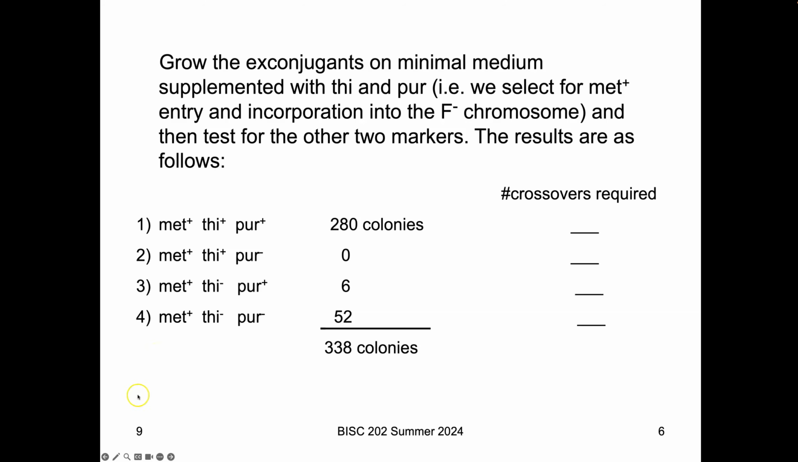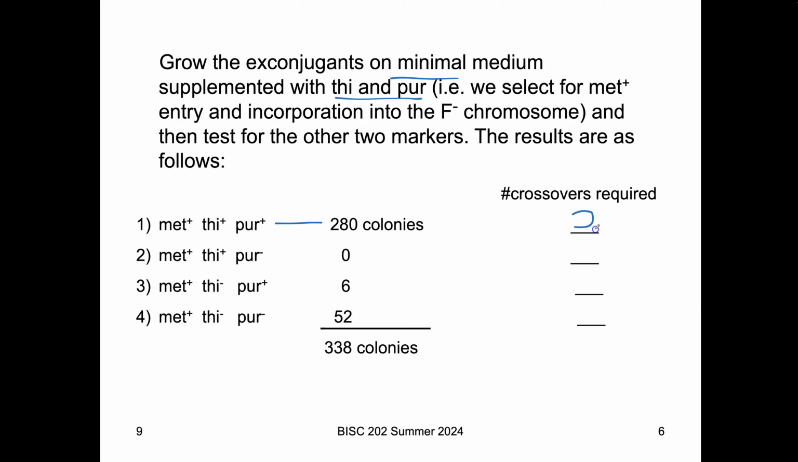Hello, this is the second prep for lecture 22. And I left you with this set of data here. We had plated them on minimal media that had been supplemented with thymine and purine. So these are the 4 different genotypes that can grow on that kind of media. And we have lots of these.